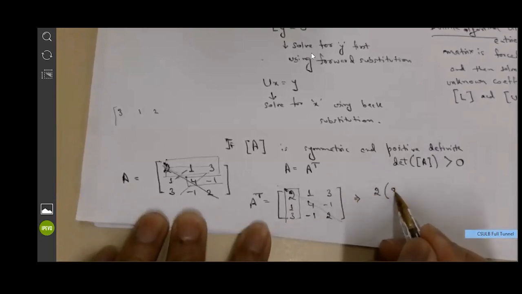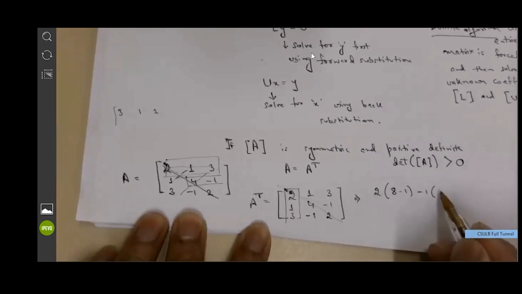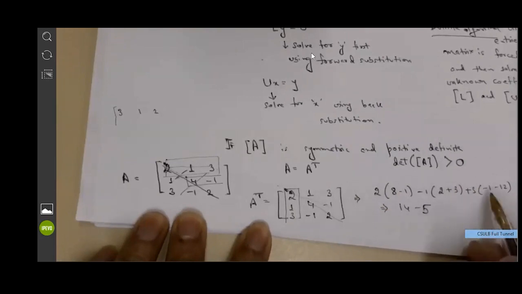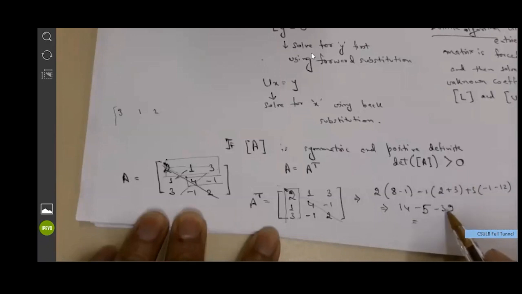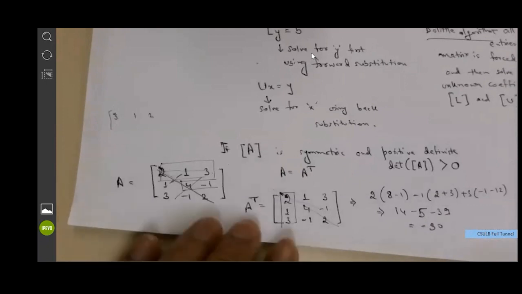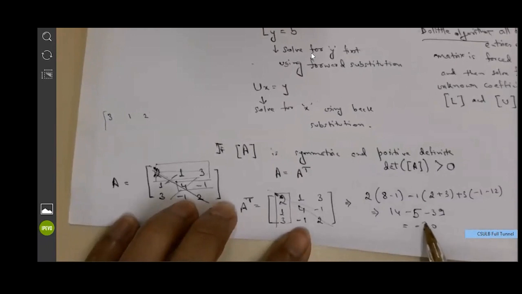2 times 8 minus 1, minus 1 times 2 plus 3, plus 3 times -1 minus 12. So it will be 8 minus 1, 7, 14, minus 1, 5, minus 13, that is minus 39. So it will be 14, 39, 5, 44, and it should be 30 negative. Is that minus 30? Yes, that's what you're getting. That's good. So basically you see this determinant is now -30, which is not greater than zero, it is less than 0.